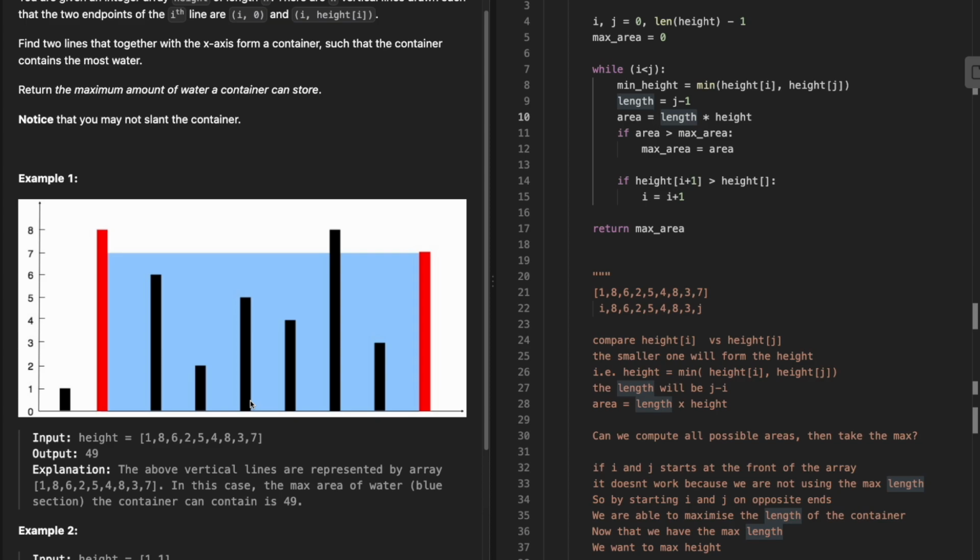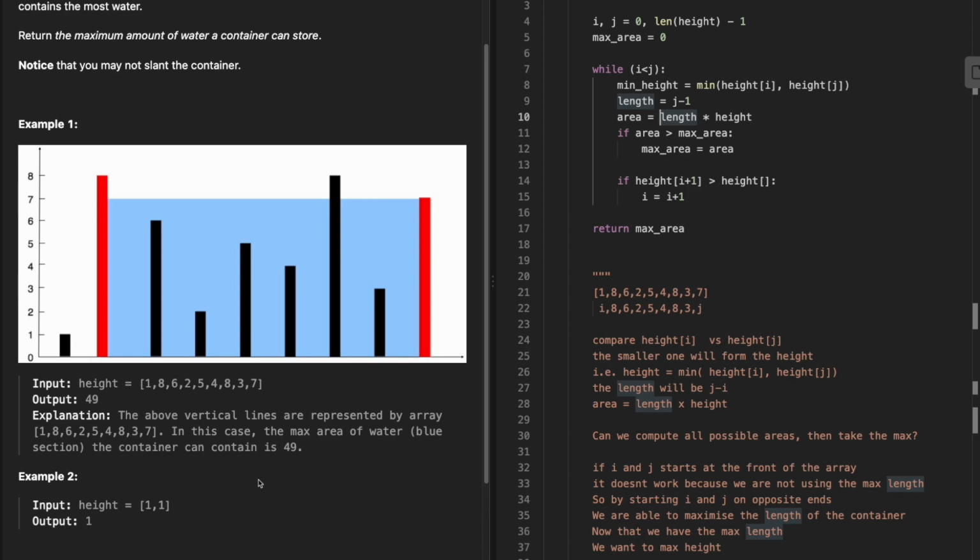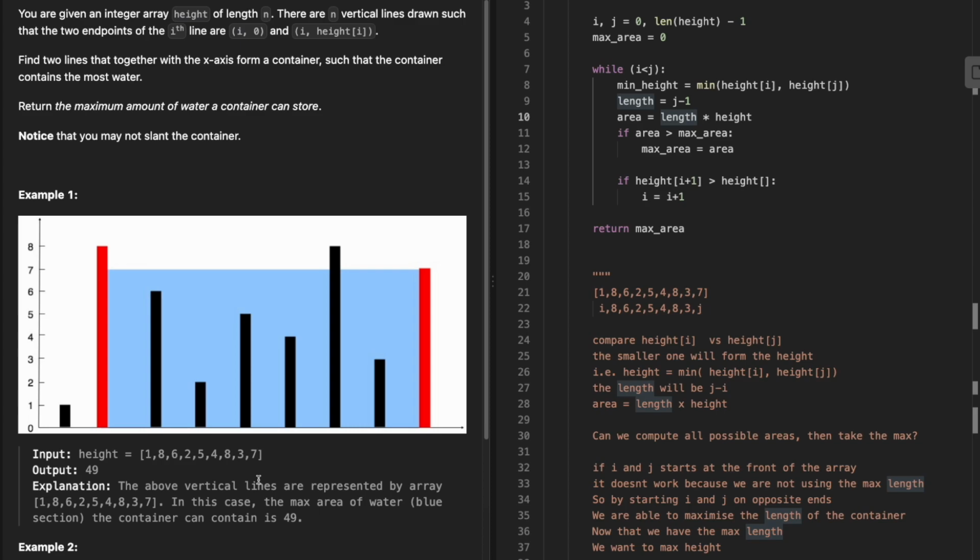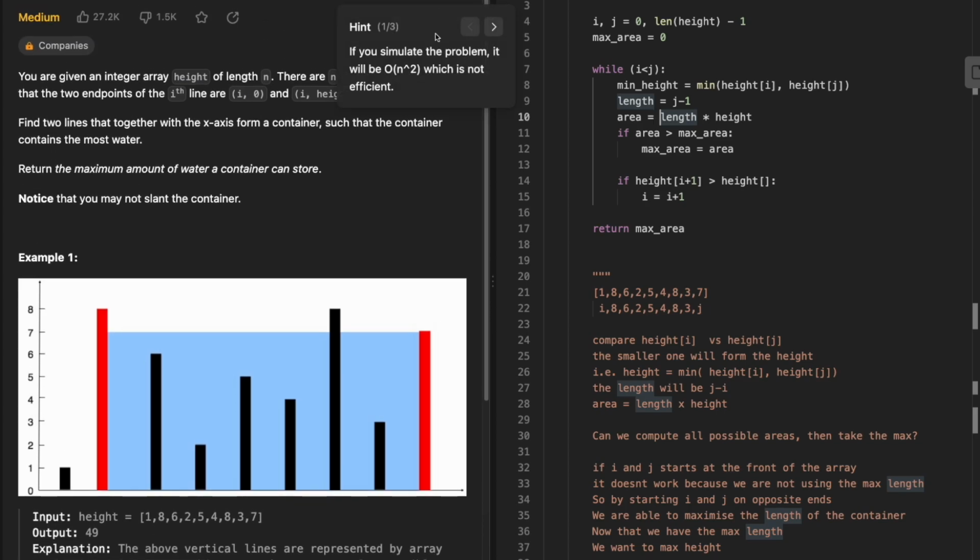How do I know? There's no way I will know unless, let's check out the hint. Simulate the problem, O(n) squared. Yeah, not efficient. I know that. Two pointers, one to the left, one to the right. Always move the pointer that points to the lower line.